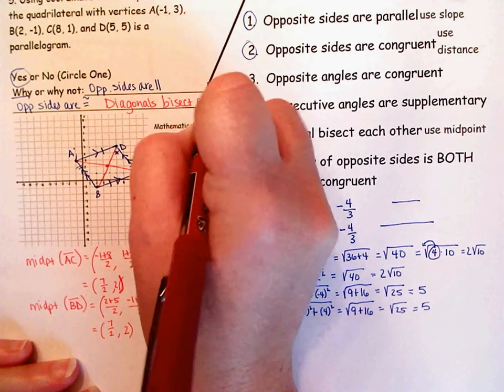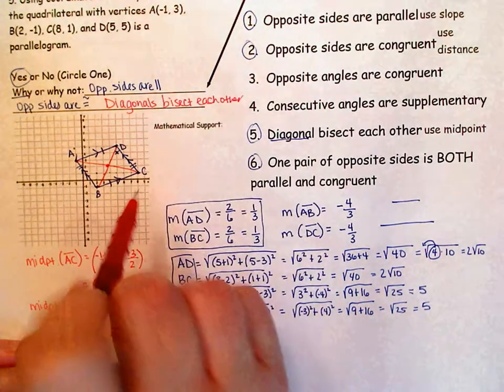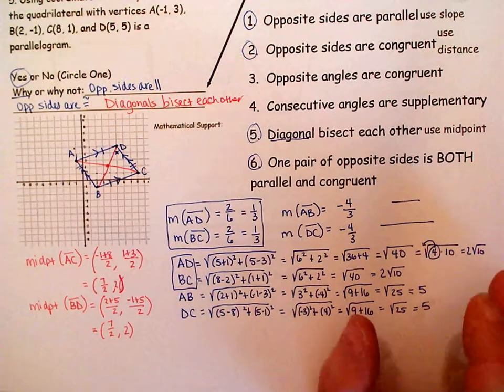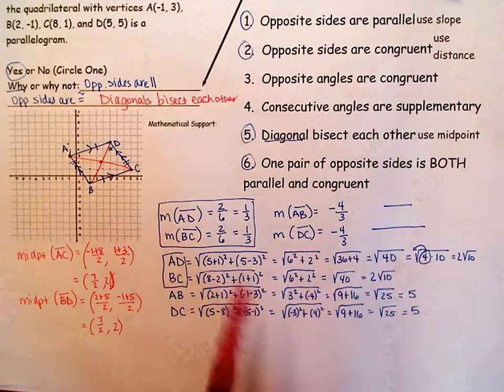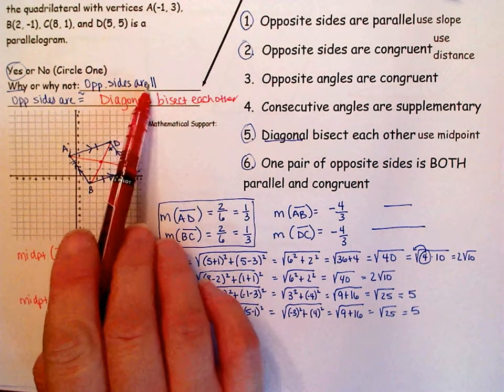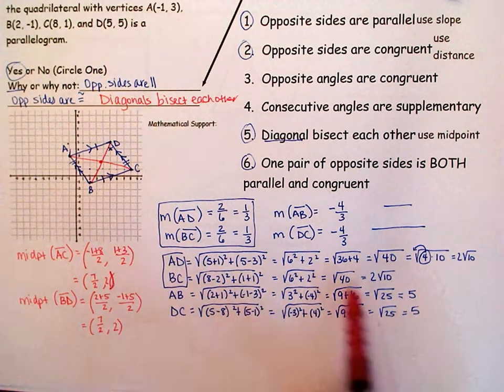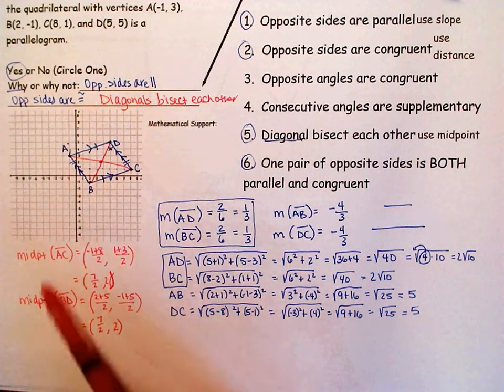So again, you won't use all three reasons. You would just use the reason that matches your work. If you use slope, say the opposite sides are parallel. If you use distance, opposite sides are congruent. If you use midpoint, diagonals bisect each other.